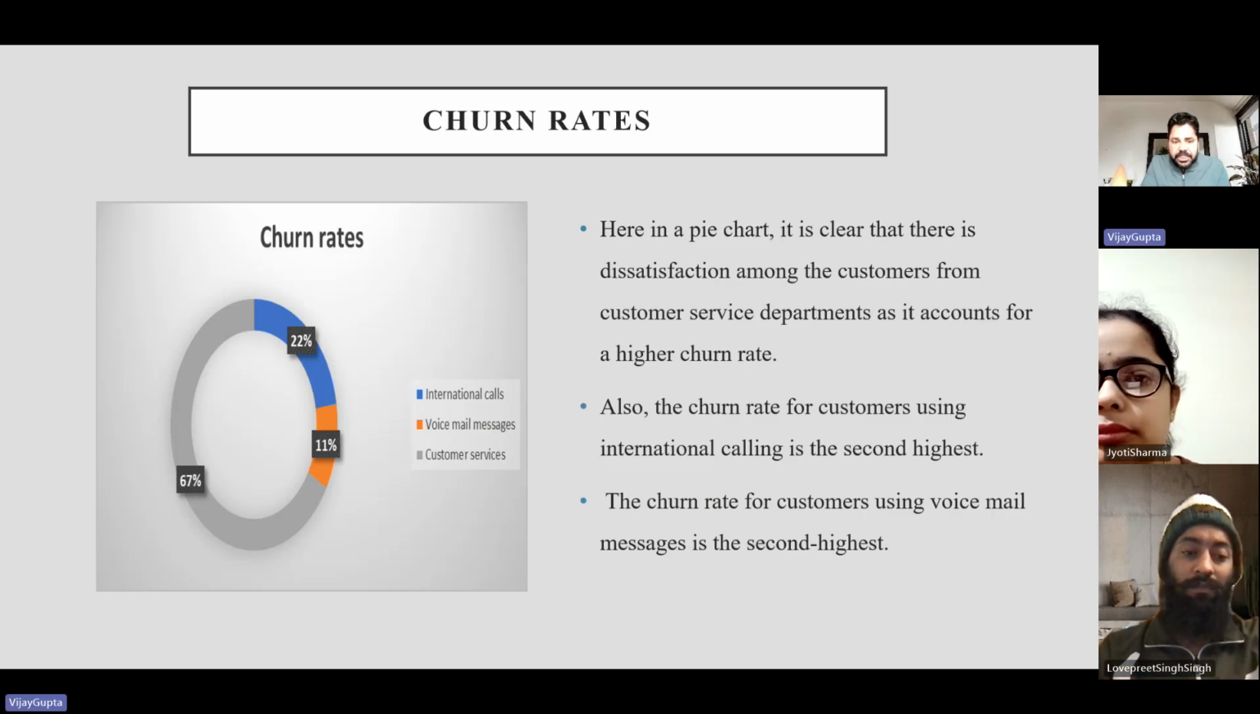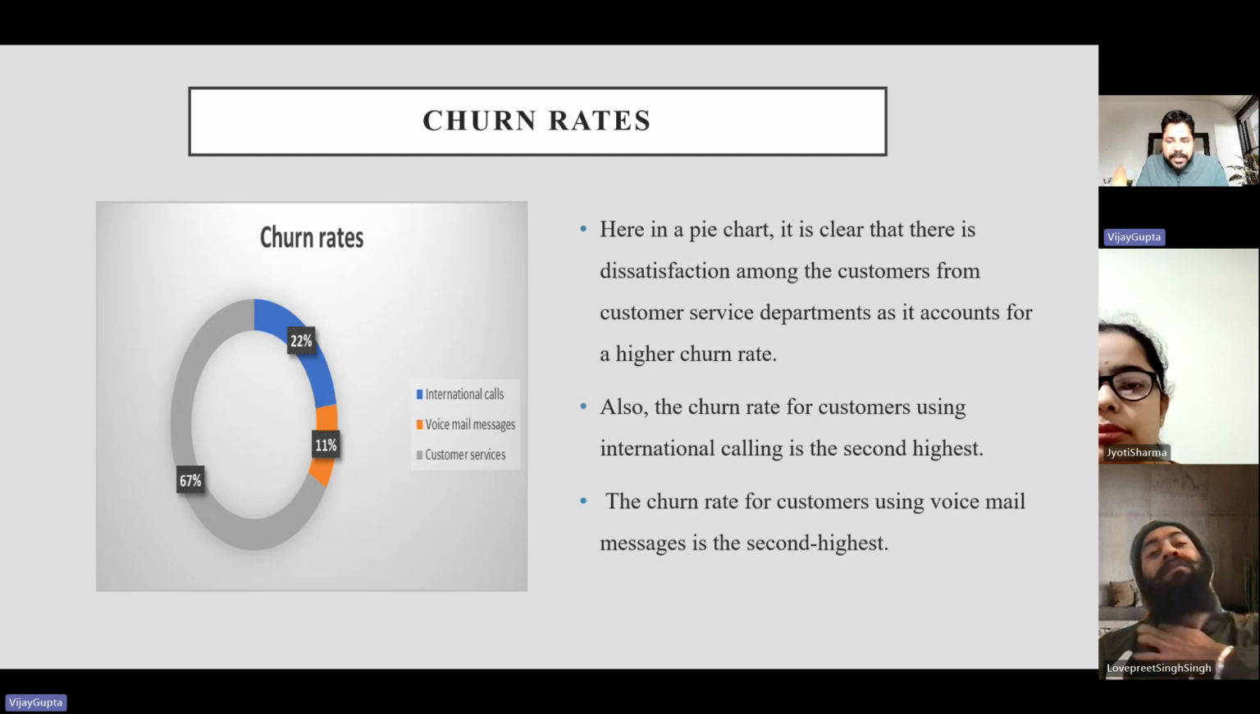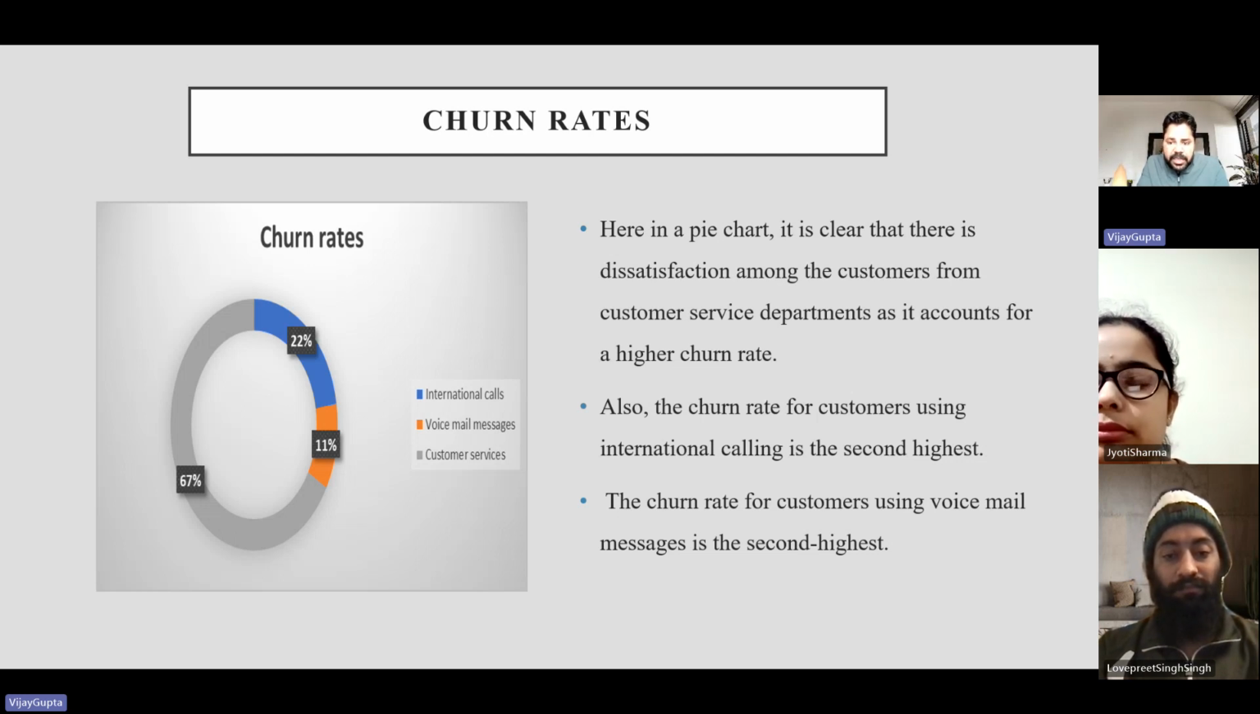Next is churn rate. According to the pie chart, it is clearly visible that there is dissatisfaction among the customers with the customer service department, as it accounts for the highest churn rate. Also, the churn rate for customers using international calling is the second highest. And the churn rate for customers using voicemail is also high.